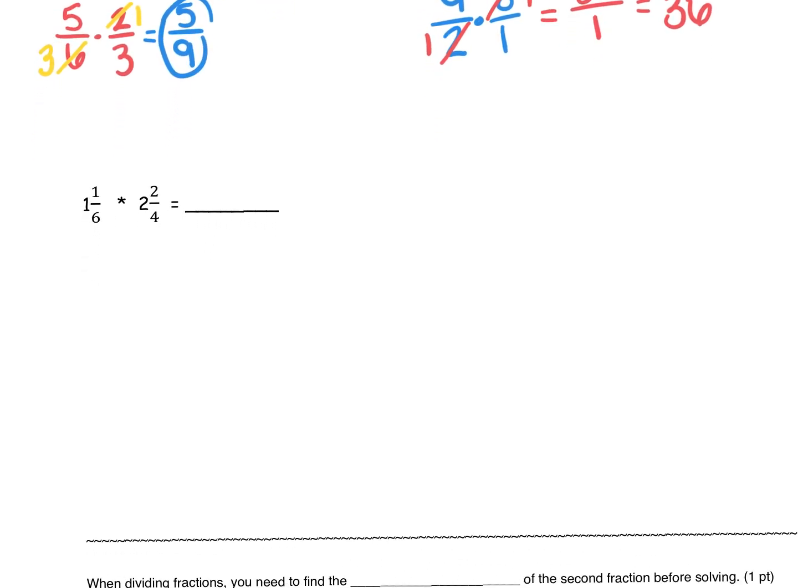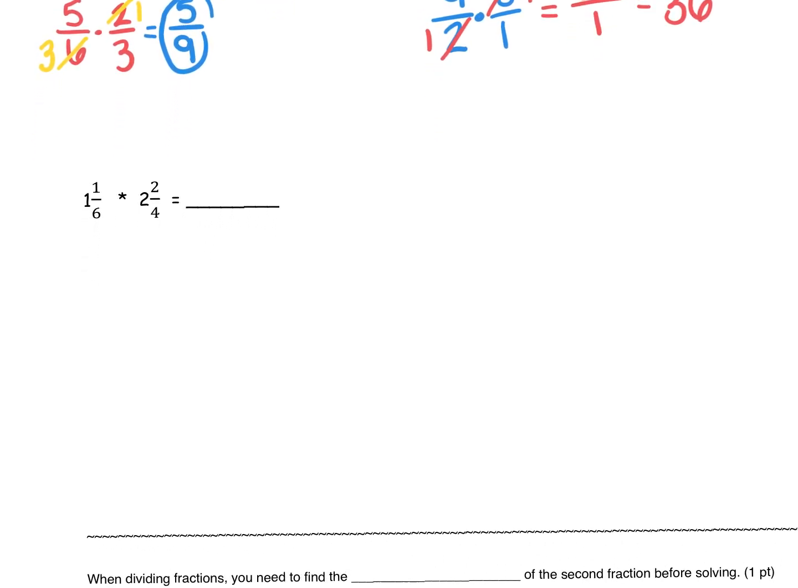And for our last one down here, we have two mixed numbers, so we're going to turn those both into improper fractions. 6 times 1 is 6, plus 1 is 7, so we've got 7/6 times 4 times 2 is 8, 8 plus 2 is 10, so we've got 10/4 here. We can multiply straight across. 7 times 10 is 70, 6 times 4 is 24.